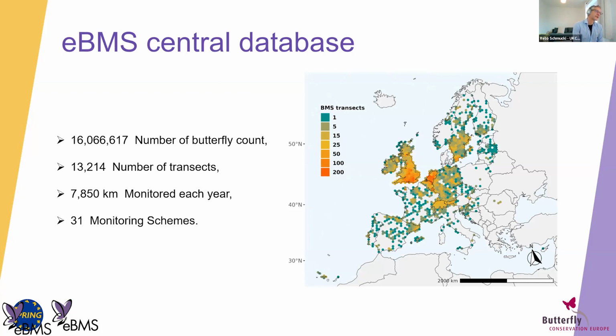Each year, about 7,850 kilometers are walked across every second week, or I would say on average 6 times per year. And we have a total of 31 monitoring schemes distributed across 29 countries. So some countries have more than one scheme.